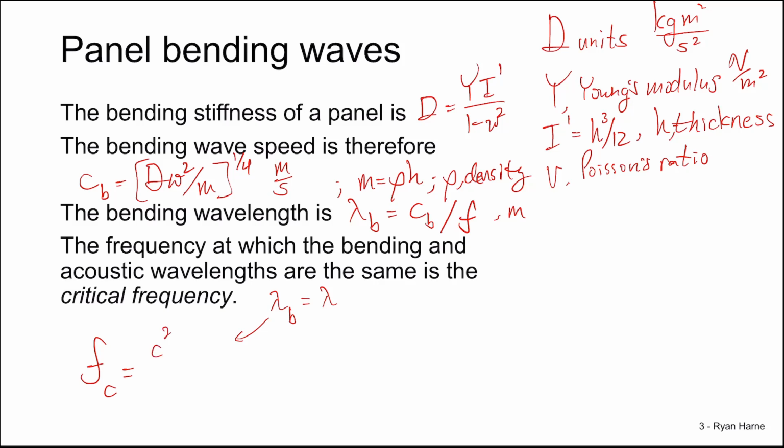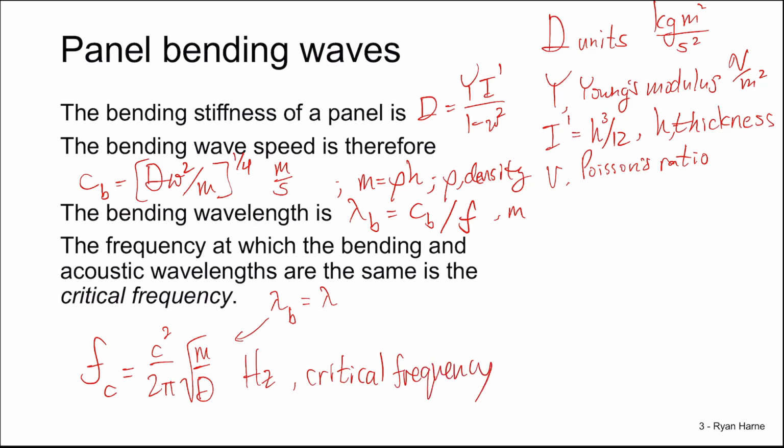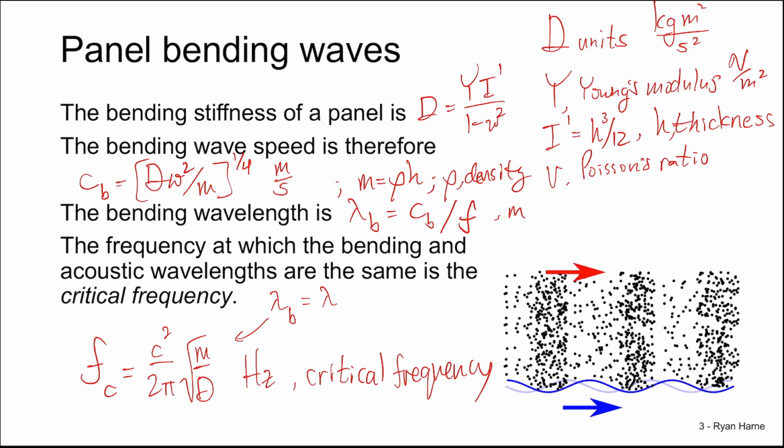It's equal to the sound speed c squared divided by 2 pi multiplied by the square root of m divided by the bending stiffness D. This is, of course, in units of hertz, and this is the critical frequency when the bending wavelength and the acoustic wavelength are the same. In a schematic, we see the case here. The acoustic wavelength going over this extent and the bending wavelength. They are equal at the critical frequency.